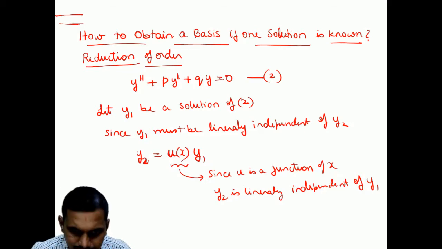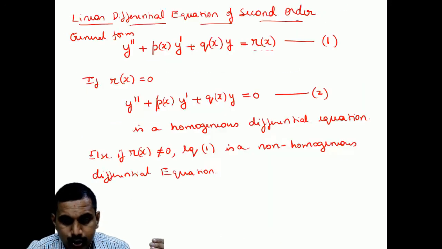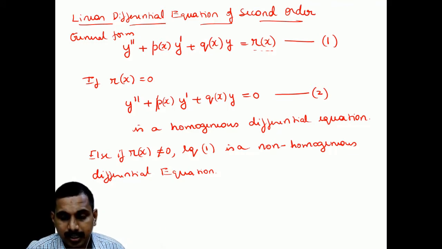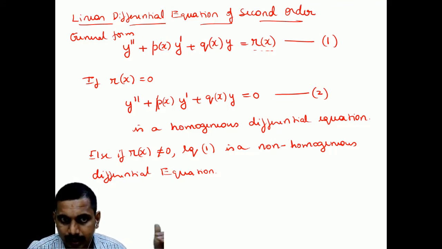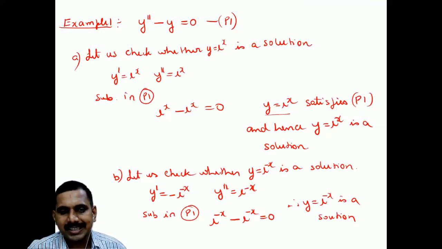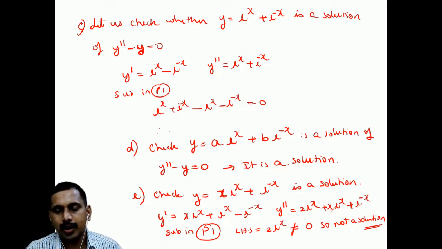So let me go further. What did we do? First of all, we saw what a linear differential equation of the second order is. We saw its non-homogeneous general form and the homogeneous form. Then we checked an example saying that y is equal to e power x was a solution to that particular equation, y is equal to e power minus x was a solution, and a linear combination of these was a solution. When it was not a linear combination, then it was not a solution.